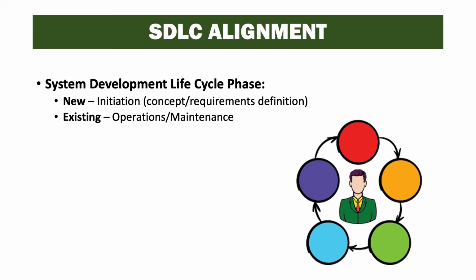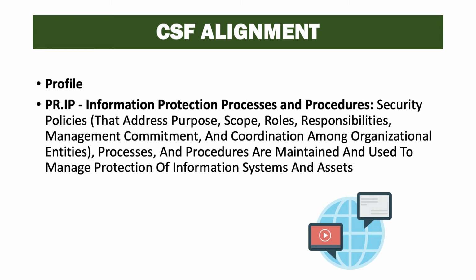It does align to the SDLC. For a new system, it aligns to initiation, concept, requirements, definition, and for an existing system, it aligns to operations and maintenance. It does align to the cybersecurity framework profile, as well as PR.IP, which is information protection, processes, and procedures: security policies that address purpose, scope, roles, responsibilities, management commitment, and coordination among organizational entities. Processes and procedures are maintained and used to manage protection of information systems and assets.